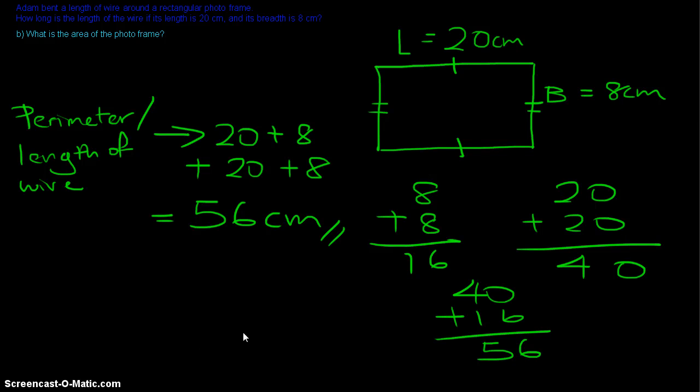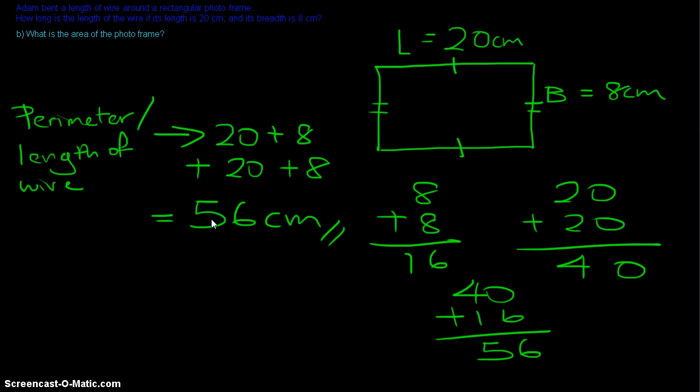Okay, in the last video, we talked about this problem sum whereby you have a photo frame with a length of 20 cm and a breadth of 8 cm, and there was a wire wrapped around it, and we wanted to find the length of the wire, which is simply the perimeter of the photo frame. So how do we find it? It's actually 20 plus 8 plus 20 plus 8. Why? Because in a rectangle, the opposite sides are equal. So that is why I get 20 plus 8 plus 20 plus 8.